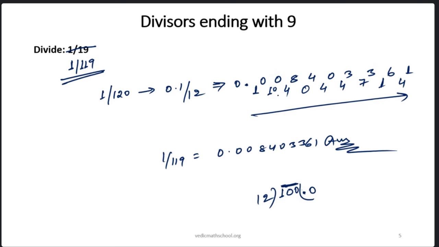This 100 is now divided by what? 12. How many times? 8 times. 96. 8 times, so 4 is the remainder. Now look at this. 4 is there and 8 is there. We have written the same thing. 4 is there, 8 is there. Now got it? Okay, sir.